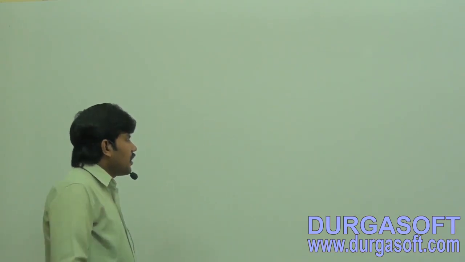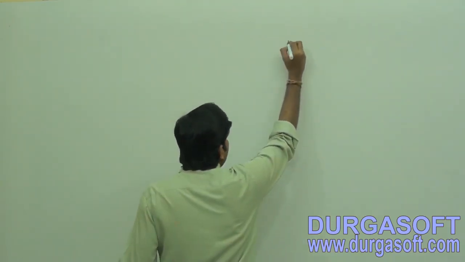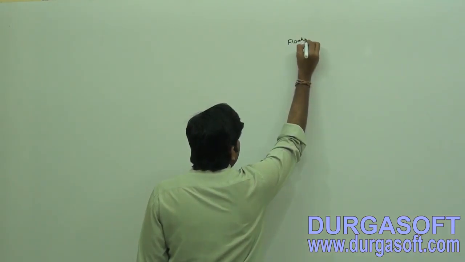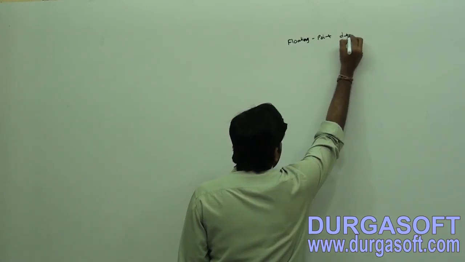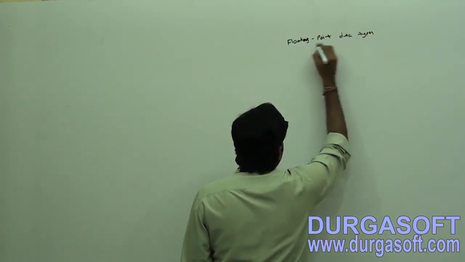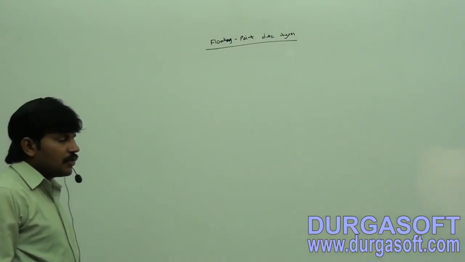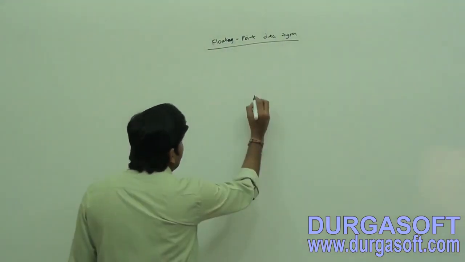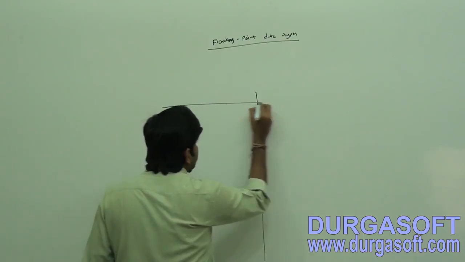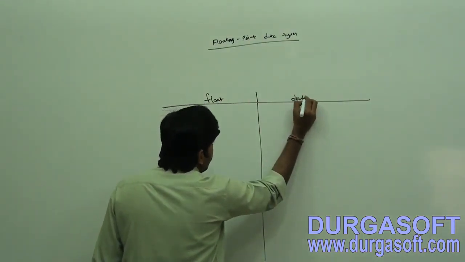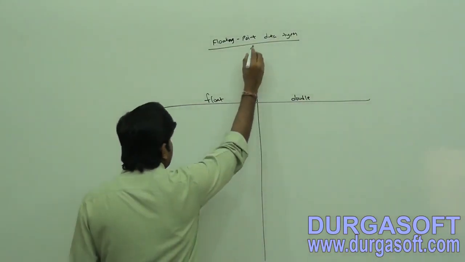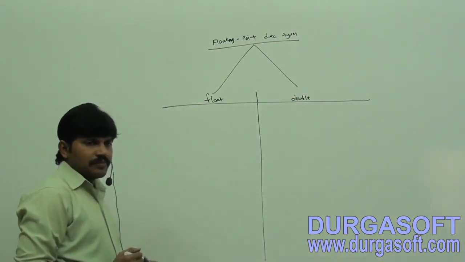Okay, sir, what are the various floating point data types there? Floating point data types. Sir, do you know how many types are there? So the first one is float, second one is what? Double. Okay, there are two types. Just write later, float and double.